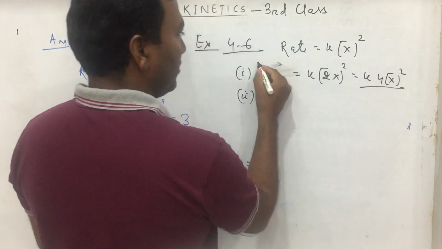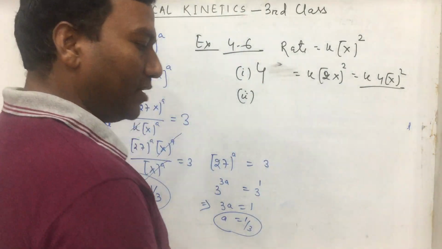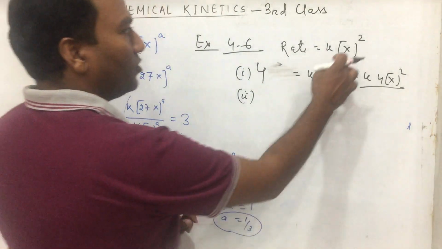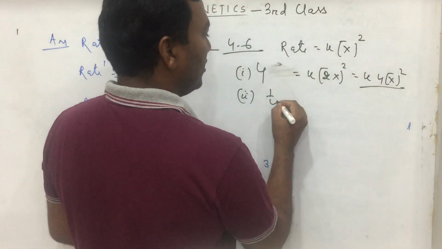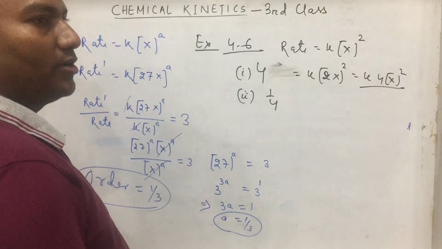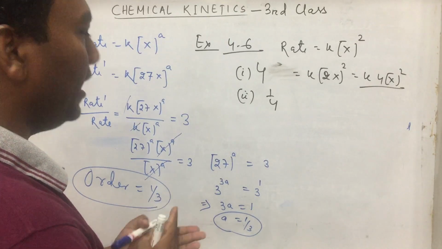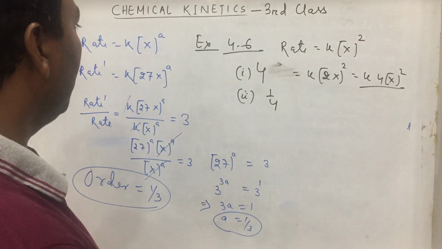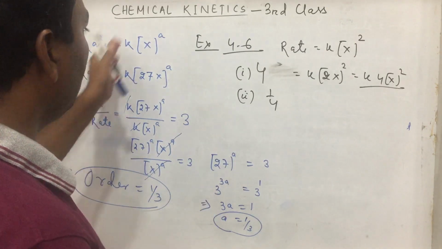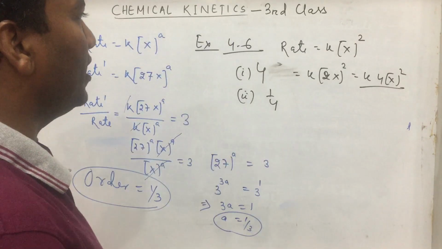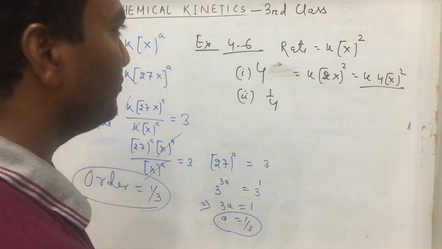So 4 times. Clear? Similarly, the second part is given: when it reduces to half. When x reduces to half, it becomes how many times? 1 by 4 times. Okay, so like this, based on the units of k, different types of numericals will come. Okay, clear?